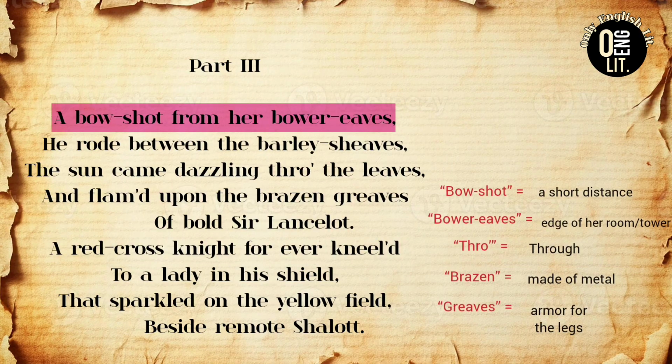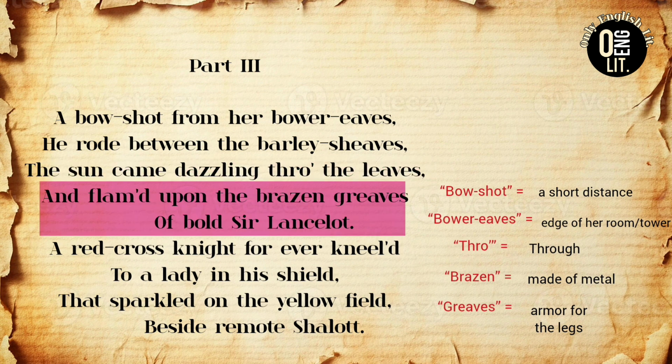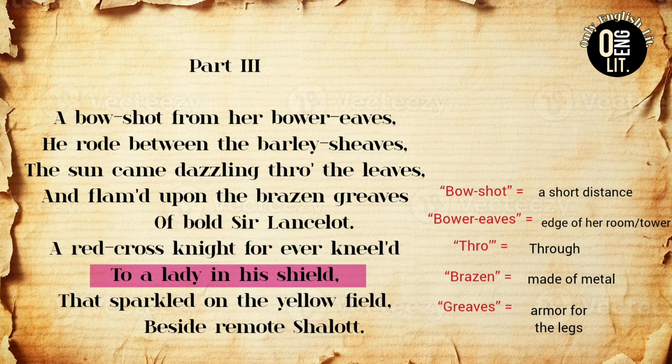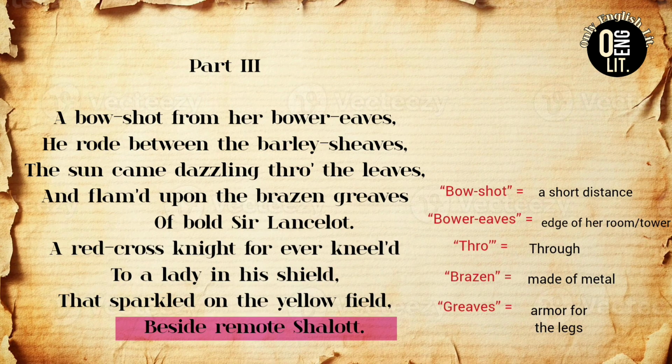There he comes closer to the Lady's tower by riding through the barley field. The sun is shining brightly through the leaves and falling on Sir Lancelot's metal armor. It shines brightly like flames. His shield has an image of a knight leaning in devotion to his lady, that glittered against the golden yellow field, passed near the isolated island of Shalott.